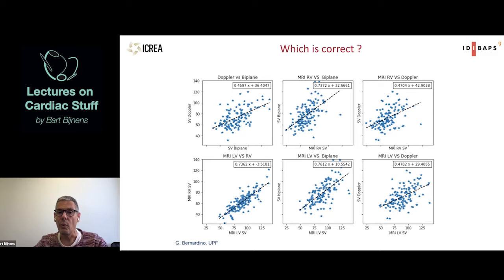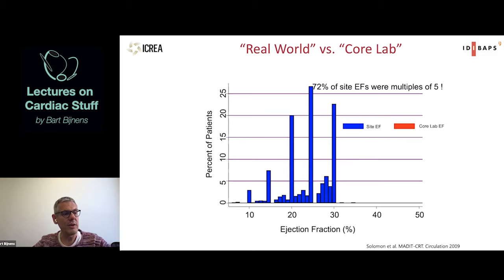So what do you see then in reality when you look at reporting? And I find this a very interesting way of looking at this. This is actually the measurements of ejection fractions from a clinical trial, in this case the MADIT-CRT trial. That's a trial of patients with reduced ejection fraction and heart failure. And one of the inclusion criteria of this trial is that the ejection fraction of the patient has to be below 30%.